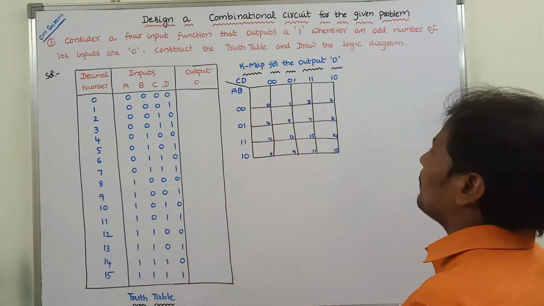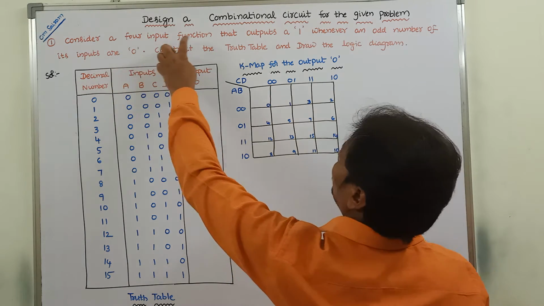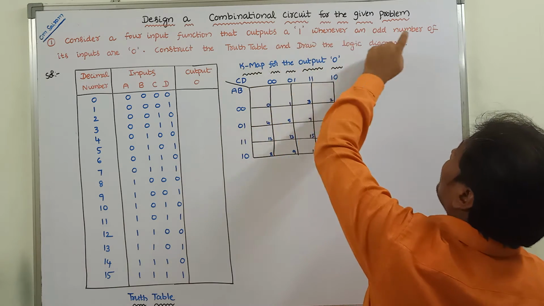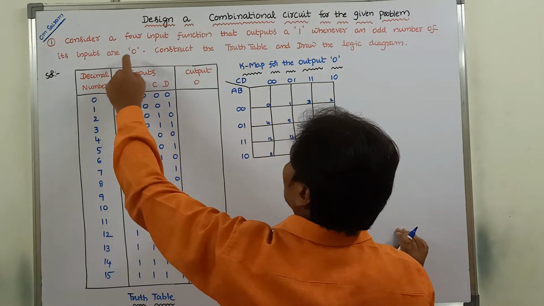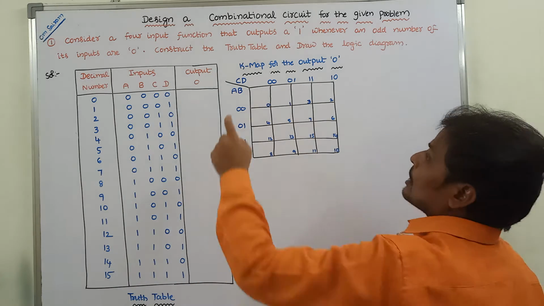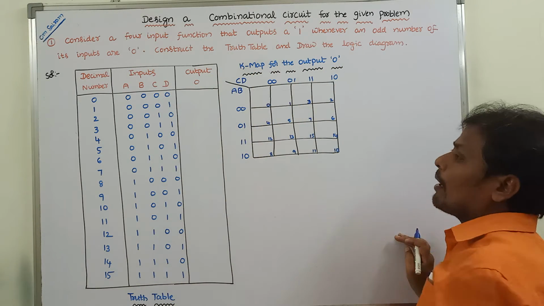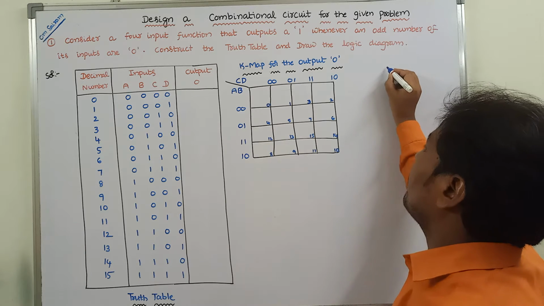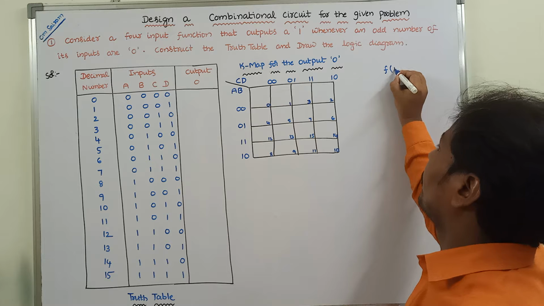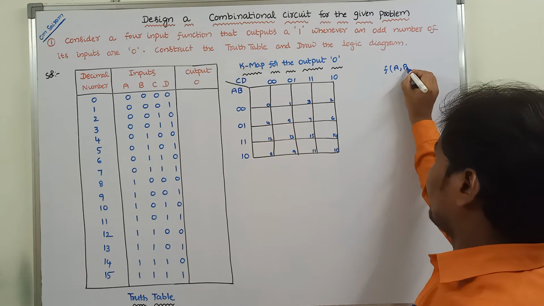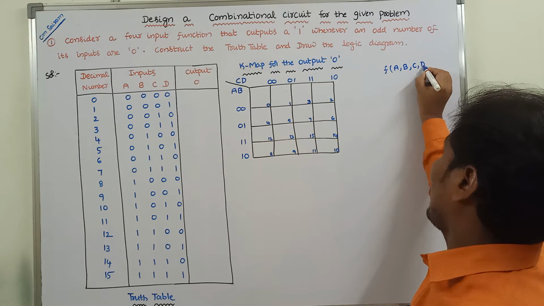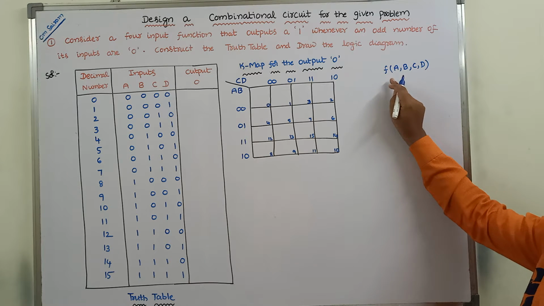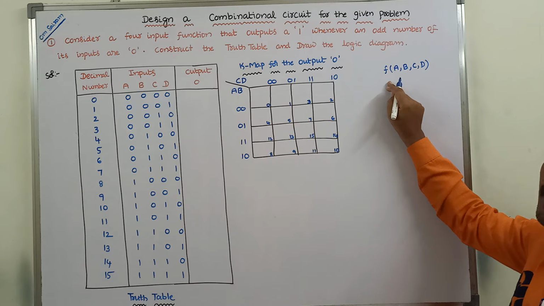So here the given problem is: consider a 4 input function that outputs a 1 whenever an odd number of its inputs are 0. Construct the truth table and draw the logic diagram. First of all, the given function f is a 4 input function. The 4 inputs I am considering as A, B, C and D.